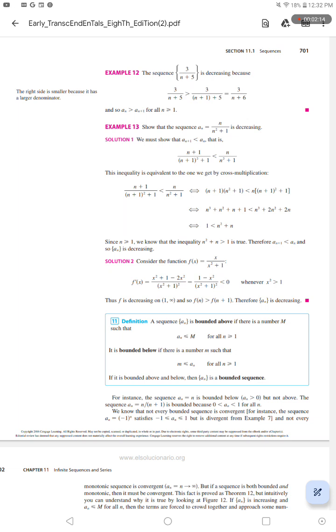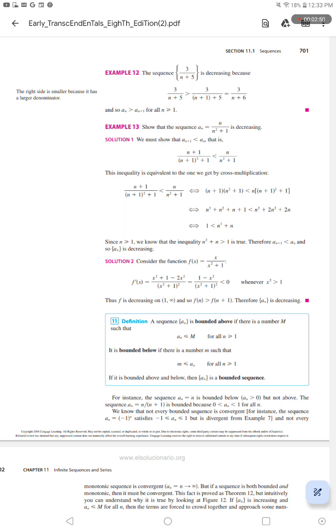That's the next line. Since n is greater than or equal to 1, we know that the inequality n² + n greater than 1 is true. Therefore, a_(n+1) is less than a_n, and (a_n) is decreasing. Solution 2. Consider the function f(x) = x/(x²+1).